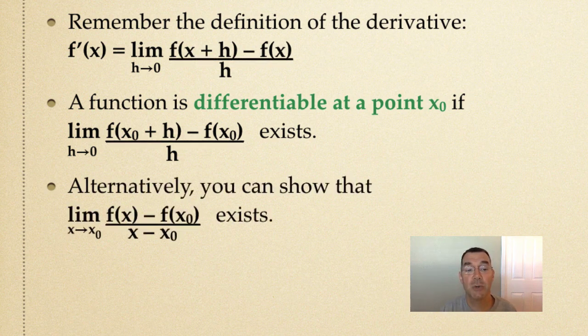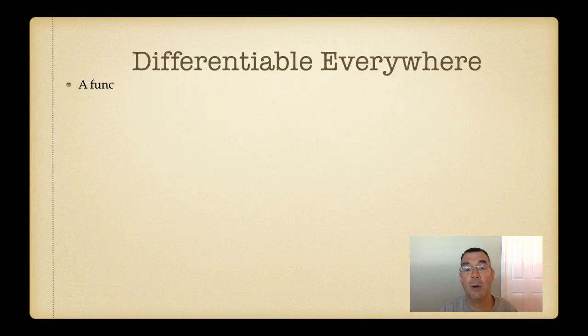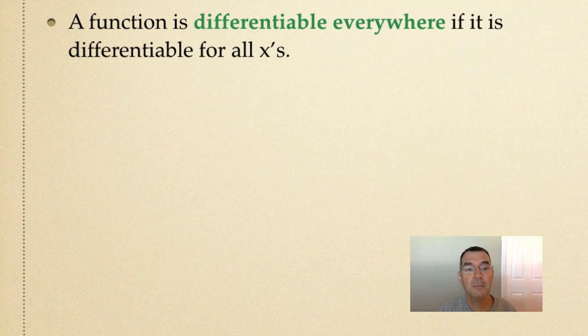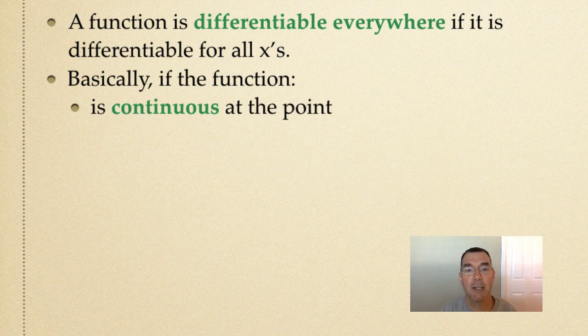Alternatively, you can show this: f of x minus f of the x you're trying to plug in on top, over x minus that x on the bottom, to show that it exists. So we need to know both of those. A function is differentiable everywhere if it's differentiable for all of those x's. You know functions that are differentiable everywhere, like polynomials and sine and cosine.